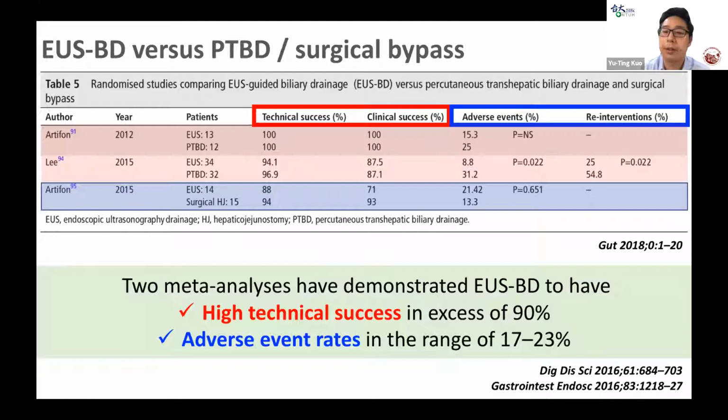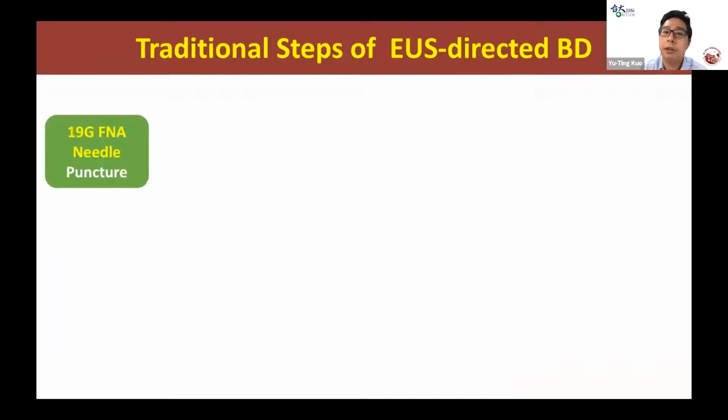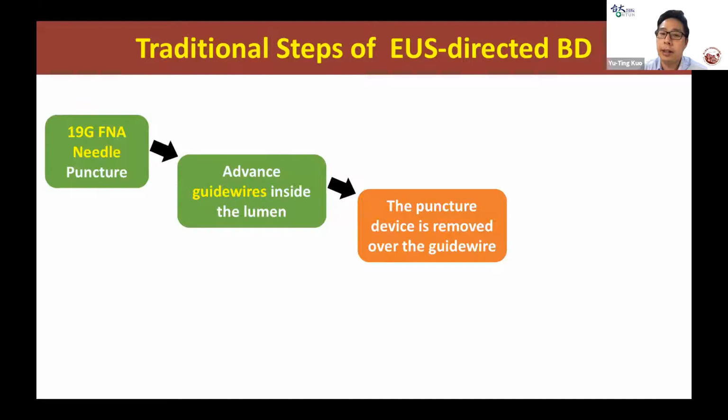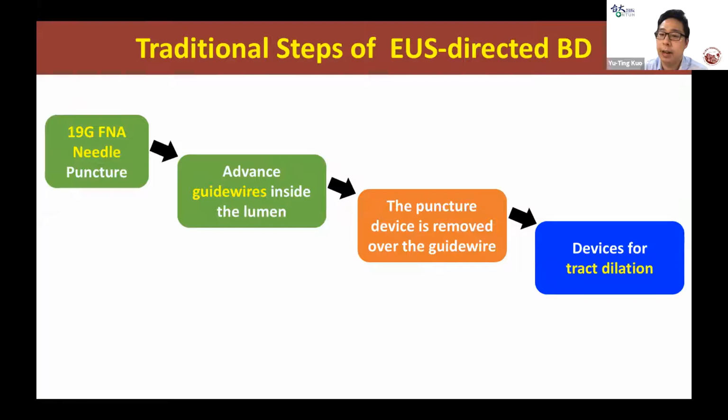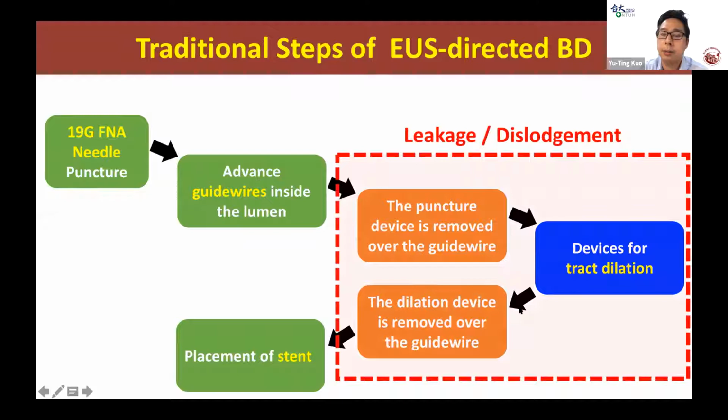As for the indication, as I talked about, if you meet a failed case of traditional ERCP, maybe you can consider performing EUS-guided biliary drainage. The procedure is step by step. Usually you need a needle to puncture and advance the guidewire inside the lumen. Then you exchange the needle for the tract dilatation device, and then you exchange the dilatation device for the stent, and we finish the whole procedure. Sometimes this part is the most challenging, because when you exchange devices there may be bile leak, and your wire or your device may dislodge.